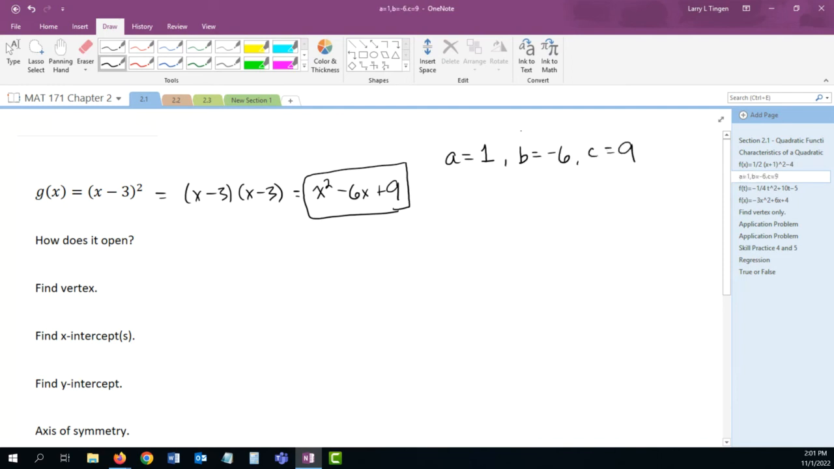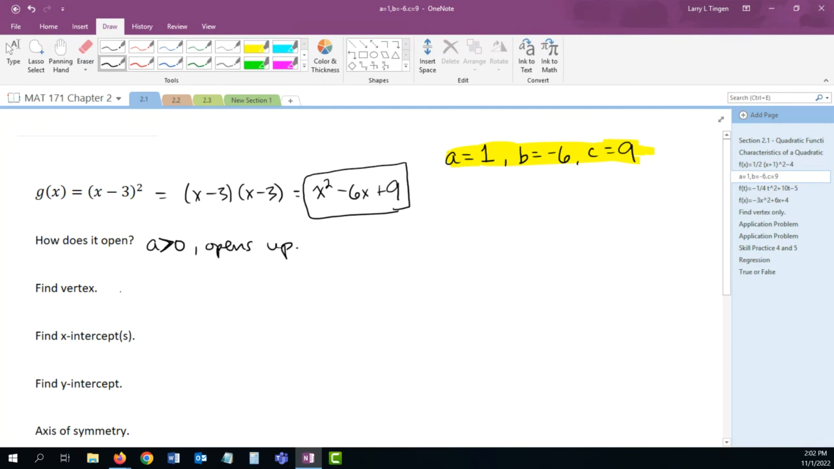Does everyone agree I can't see this information if I leave my function in this factored form? So how does it open? A is greater than 0, so this opens up. I don't really care how much greater than 0 it is, just the fact that it is greater, right? A greater than 0, so we open up.